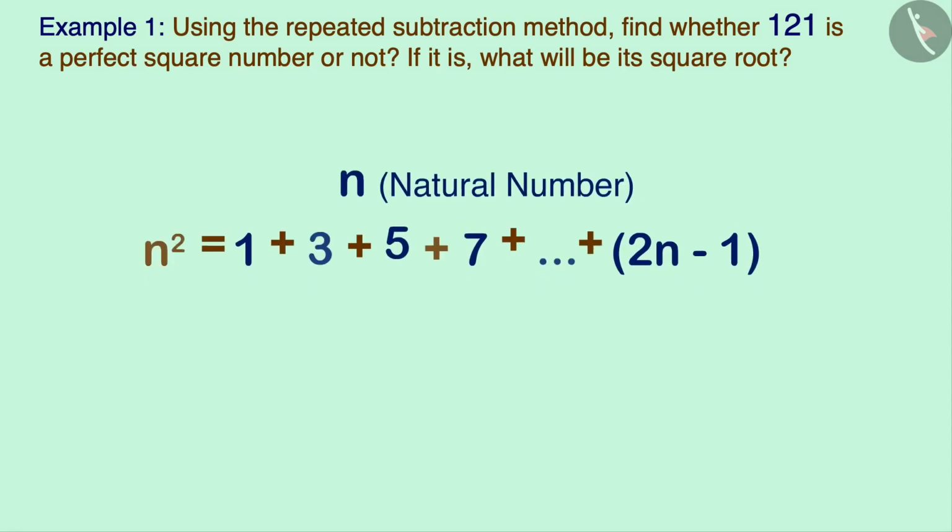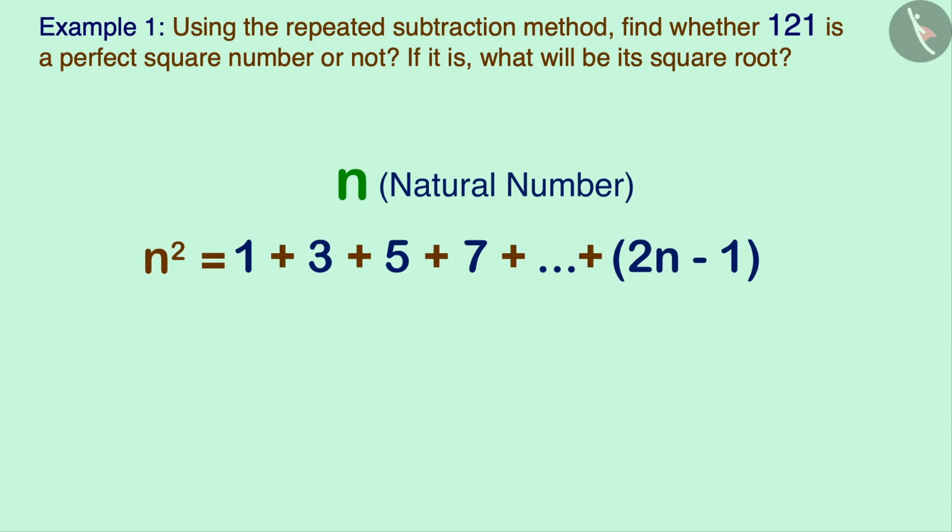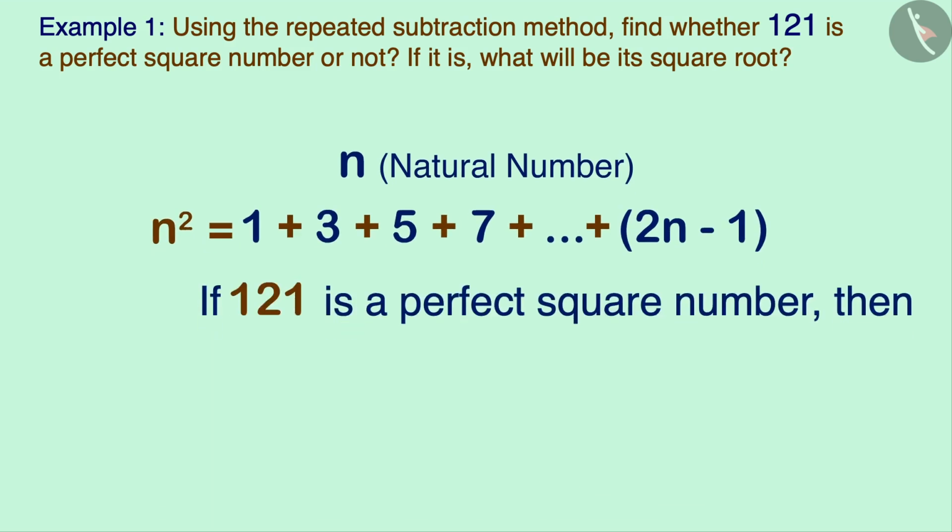We know that for any natural number n, the square of n is equal to the sum of its consecutive odd numbers up to 2n minus 1.